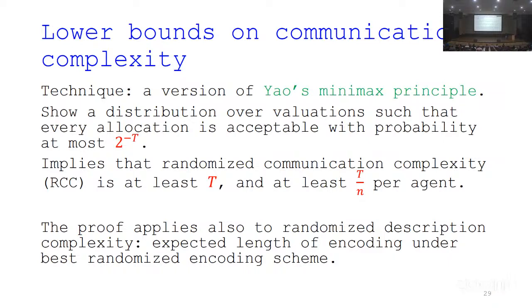So we use a version of Yao's minimax principle. We will show a distribution over valuations such that for every allocation, the probability that it is acceptable is very small, is 2 to the minus, let's say, t. So this implies that the randomized communication complexity is at least t. You need at least t bits, or at least t over n per agent. This implication needs a proof, but it's not a difficult proof, okay? So if you can show a distribution over valuations such that every allocation has very small probability of being acceptable, it means that you need a lot of communication to describe the allocation that you chose.